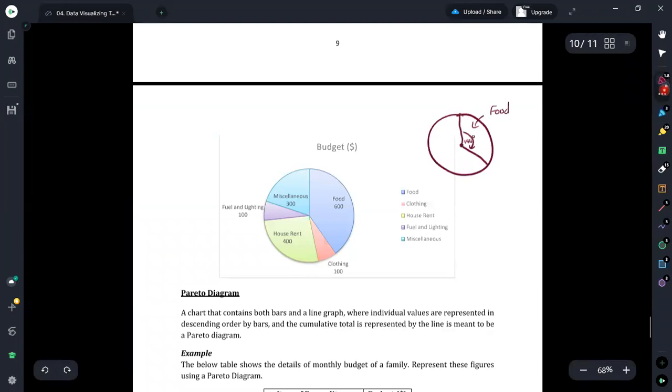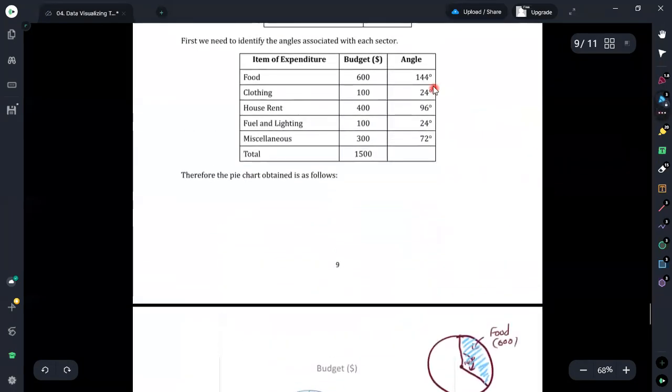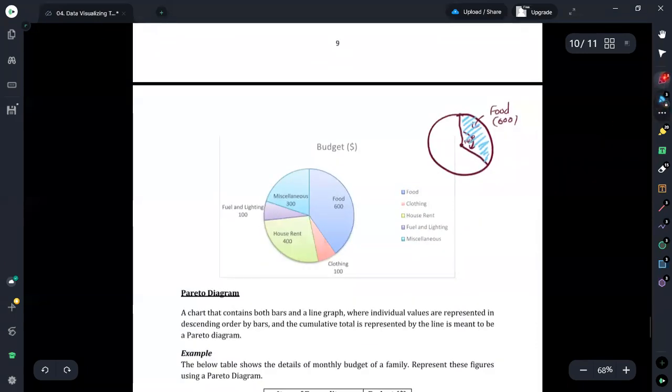If you need, we can include the counts as well. Here I have included the counts, and then you have to use an appropriate shading for this. Here I will color it in this way. It is for food. And thereafter we can do the same for clothing. For clothing, it is around 24 degrees. Then here we have to measure 24 degrees from this point, and it is for clothing.